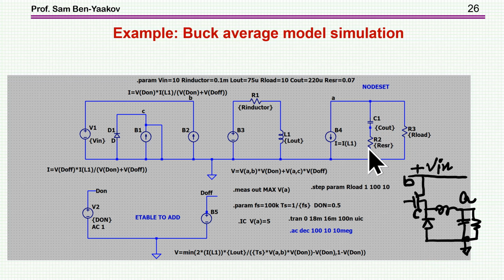Here is the load. I've added an ESR to the capacitor. This is the inductor, capacitor. This is now the current source, which is feeding the load. This is the inductor. This will be the average voltage on it. So this is in a formal way when I have defined A, B, and C.